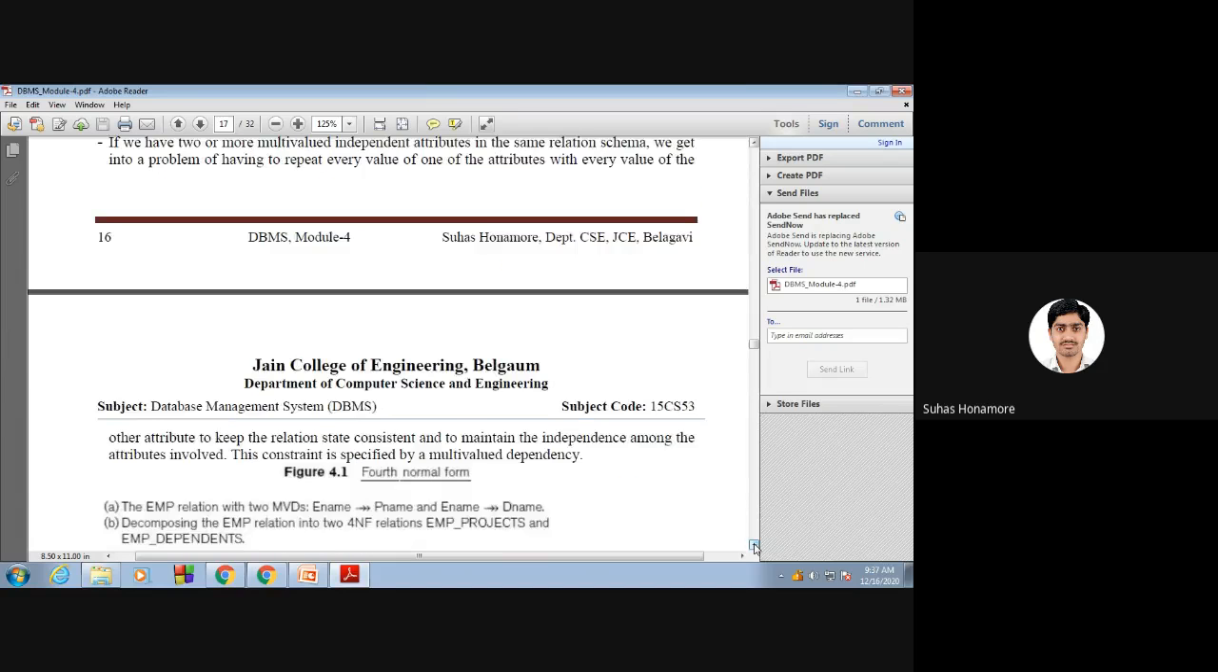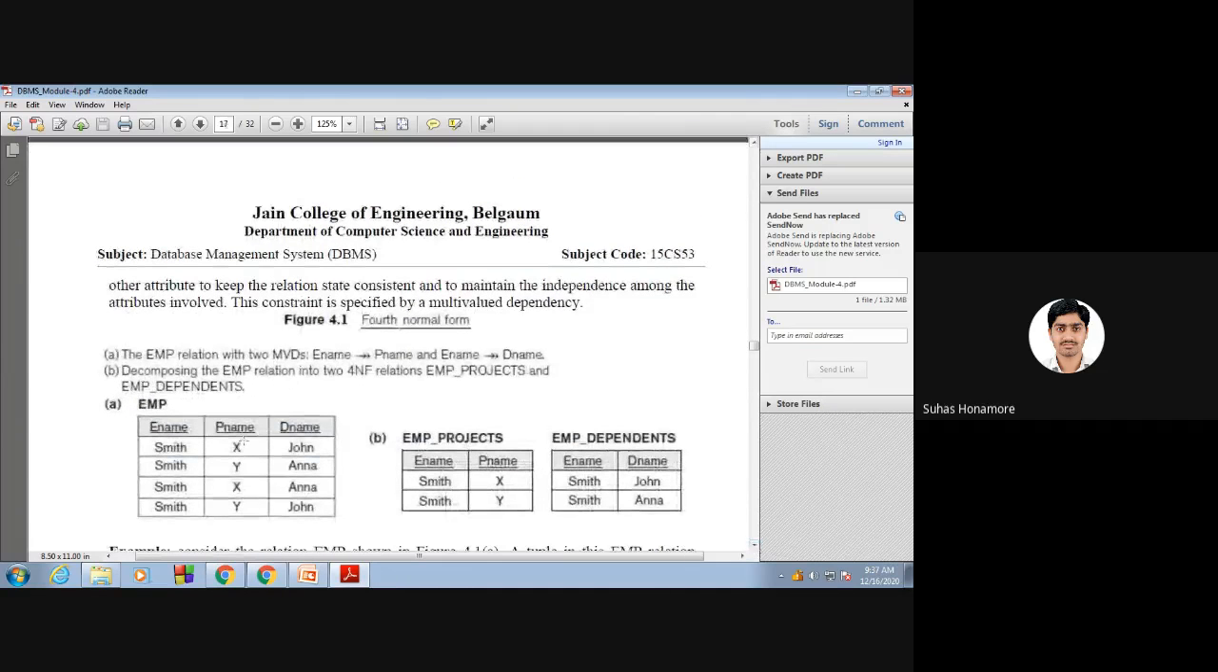So here, if you see, this is the first table: E name, then P name, then D name. Employee name is there, and which project he is working on, that P name is there, then who is dependent on him, that is there.